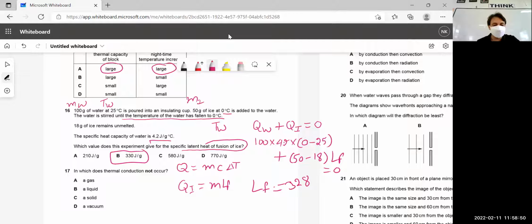In which does thermal conduction not occur? Thermal conduction does not happen in vacuum. Conduction can occur in solid, liquid, and gases, the transfer of heat. But thermal conduction basically cannot take place in vacuum. Does not occur, so we will go with option number D.